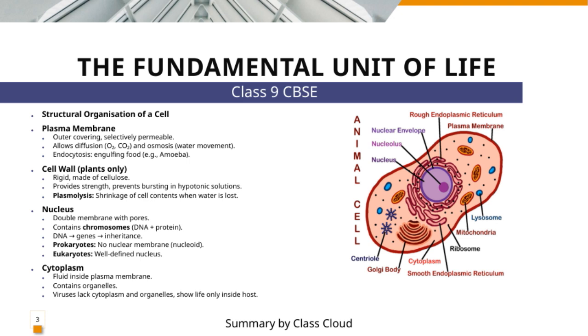Next is the nucleus, often called the control center of the cell. It has a double membrane with nuclear pores that regulate what enters and exits. Inside, you find chromosomes, which are made of DNA and proteins. This DNA carries genes that are responsible for inheritance. In prokaryotic cells, there's no nuclear membrane. Instead, they have a nucleoid region. In eukaryotic cells, the nucleus is well-defined and enclosed.